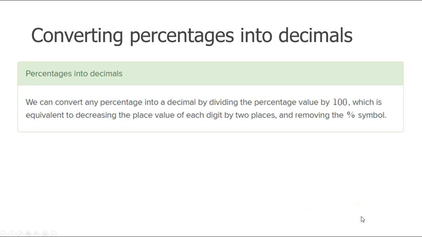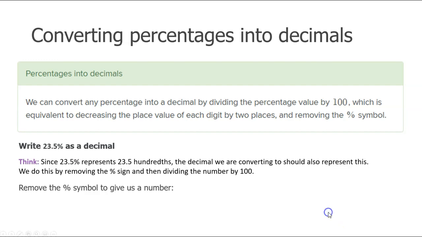So this time we're converting a percentage into a decimal. And essentially we are going to do the same operation, but we are now going to divide our percentage by 100 to get back to a decimal value. So we're doing the opposite of what we just did. So the first step, if we've got 23.5% and we want to write it as a decimal, is simply to remove the percentage symbol. So we have just a decimal value, 23.5.